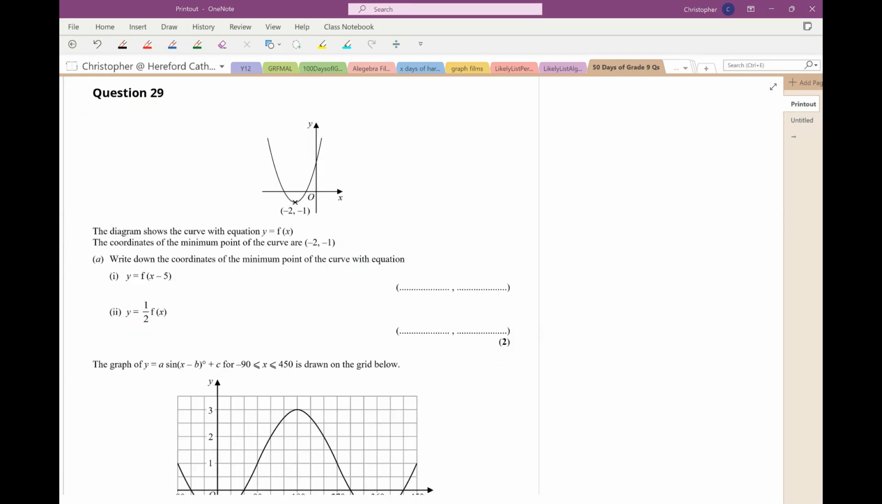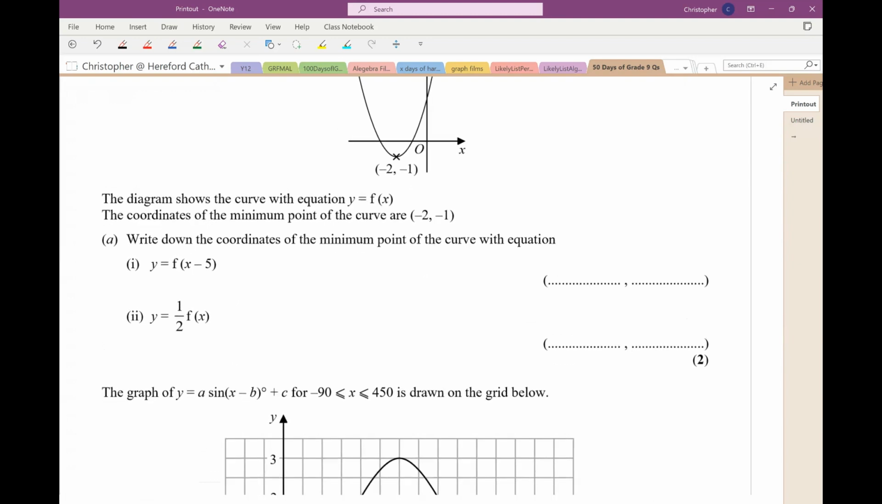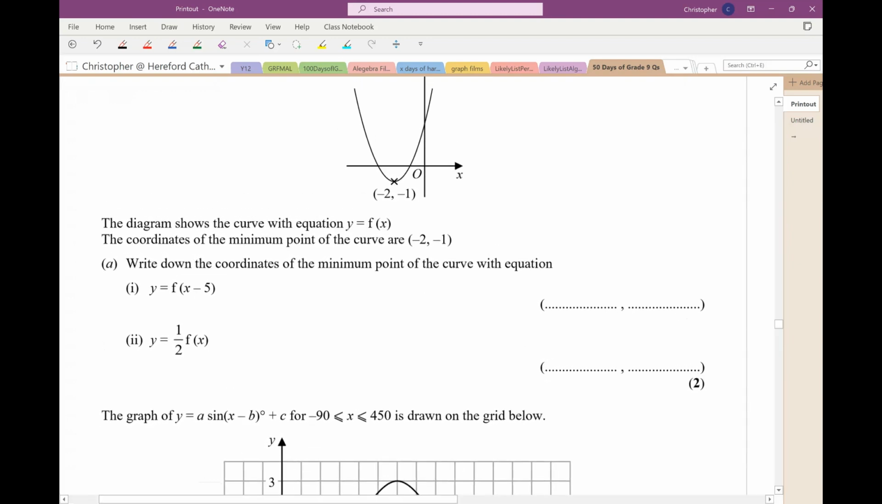Question 29. Looks like we're transforming graphs here. Let's have a look. The diagram shows a curve with equation y equals f of x. The coordinates of the minimum point are minus 2, minus 1. Yep, that's marked on the diagram. Write down the coordinates of the minimum point of the curve with these equations.